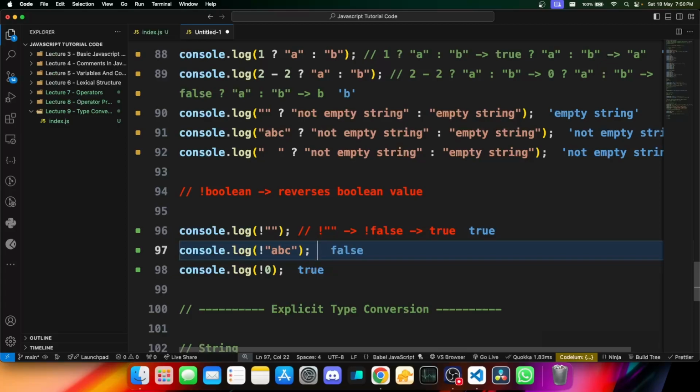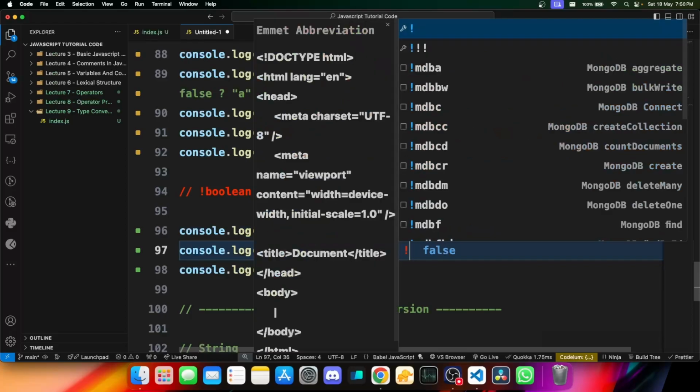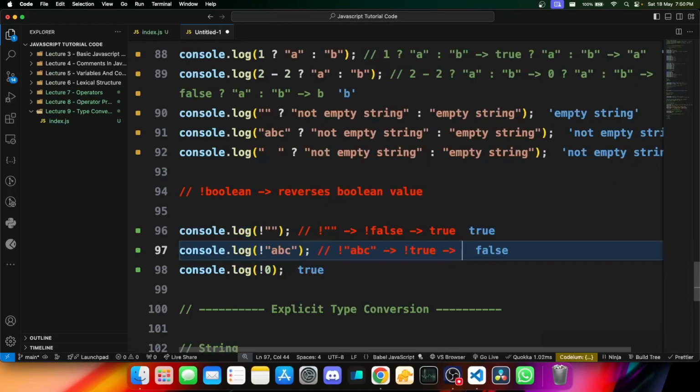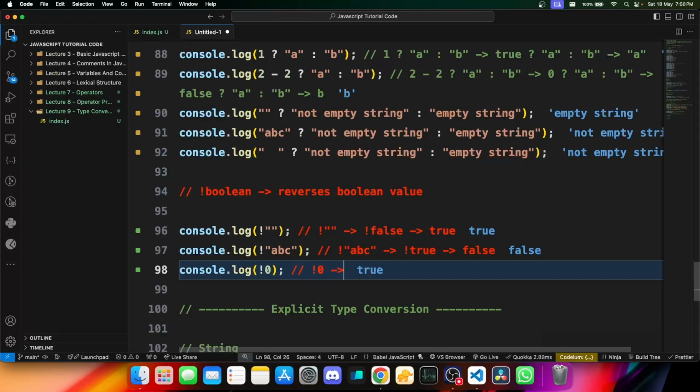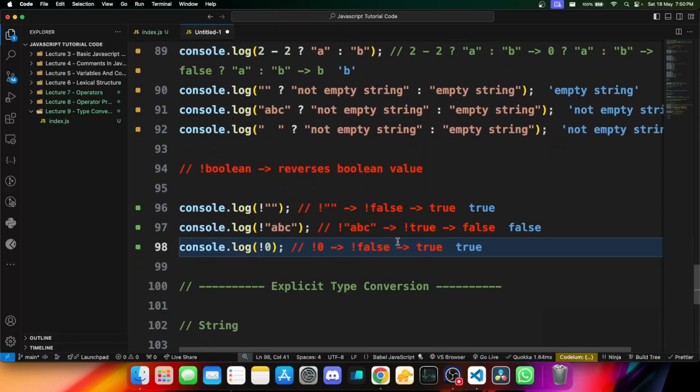Next example, not ABC. So ABC gets converted to what? ABC would get converted to true because it's a string with some value. So not true would become false. Finally, this zero is basically what? Zero is false. So not zero would become not false, and not false would become true. And that's why you got true.